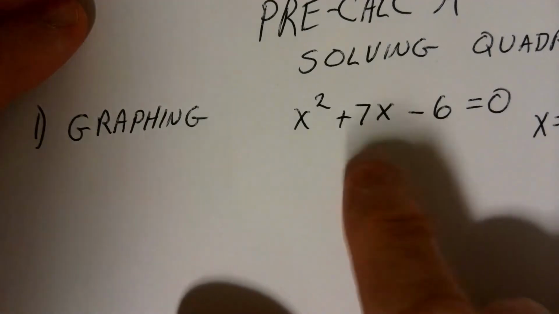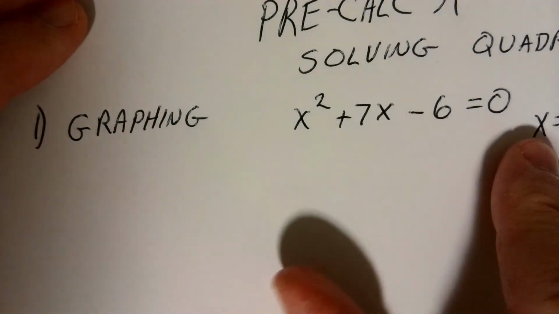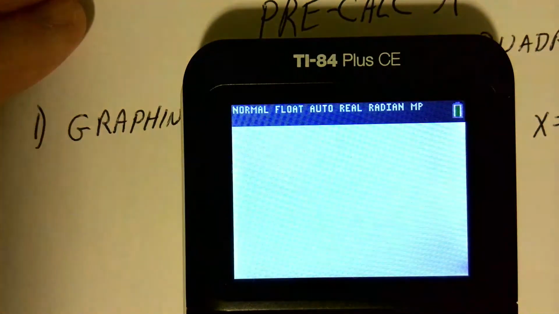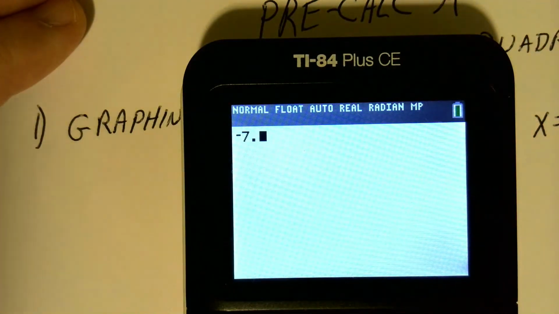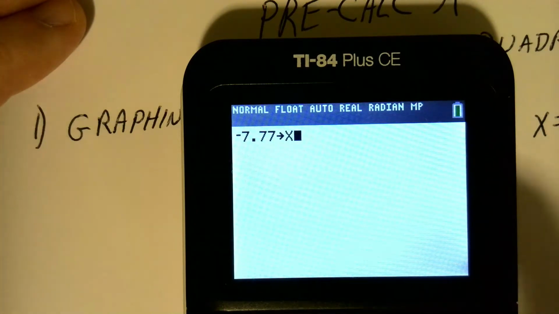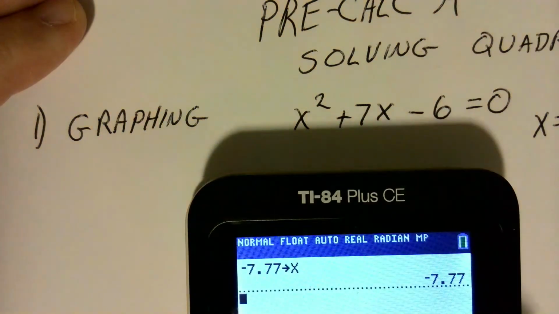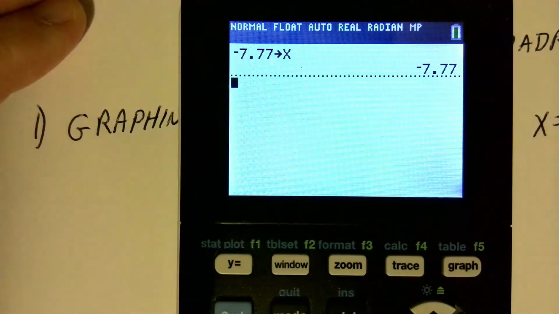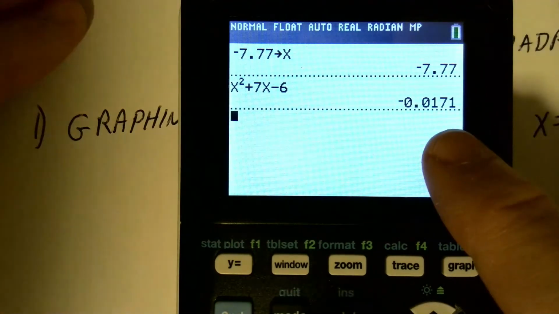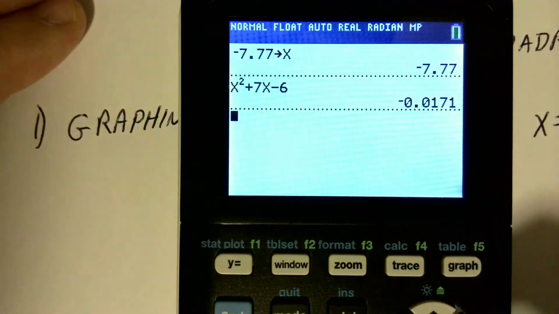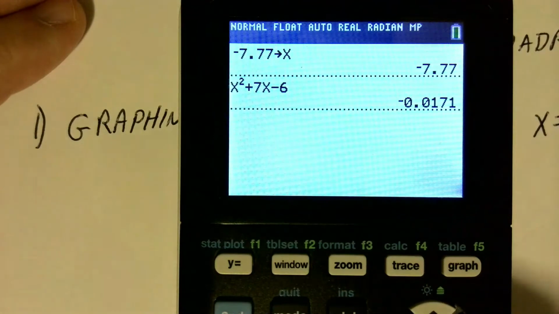We would also know that if we took these two numbers, which are rounded, and plugged them back into here, it would equal 0. So let me show you that real quick. I'm going to go to my home screen and type -7.77. I'm going to store that in x. Remember, this is just an approximation, it's not exact, so it's going to be close to 0, but it won't be 0. So I type x squared plus 7x minus 6. Hit enter, and you can see it's really close to 0. The only difference is it's rounded a little bit. And clear that all out.